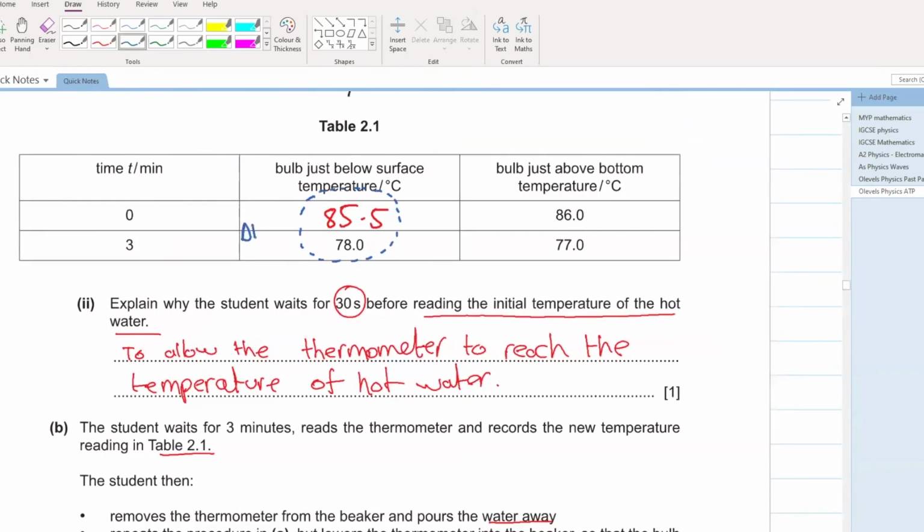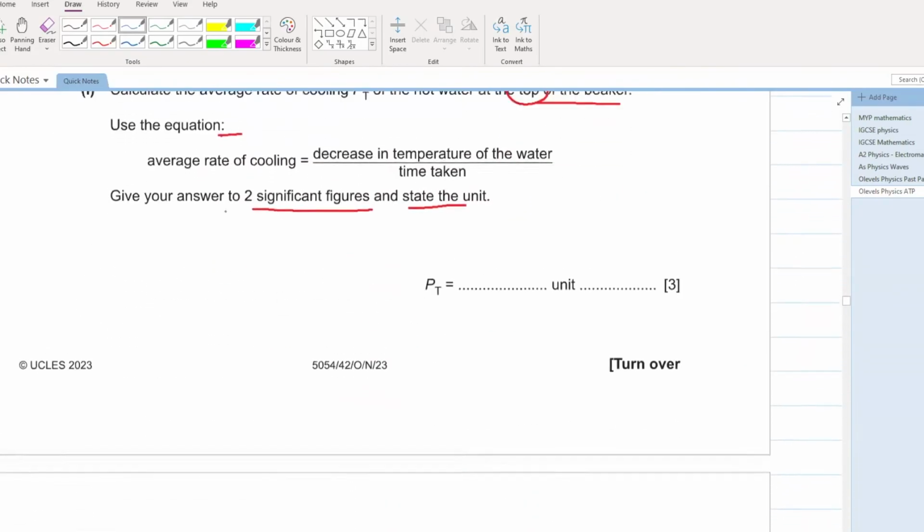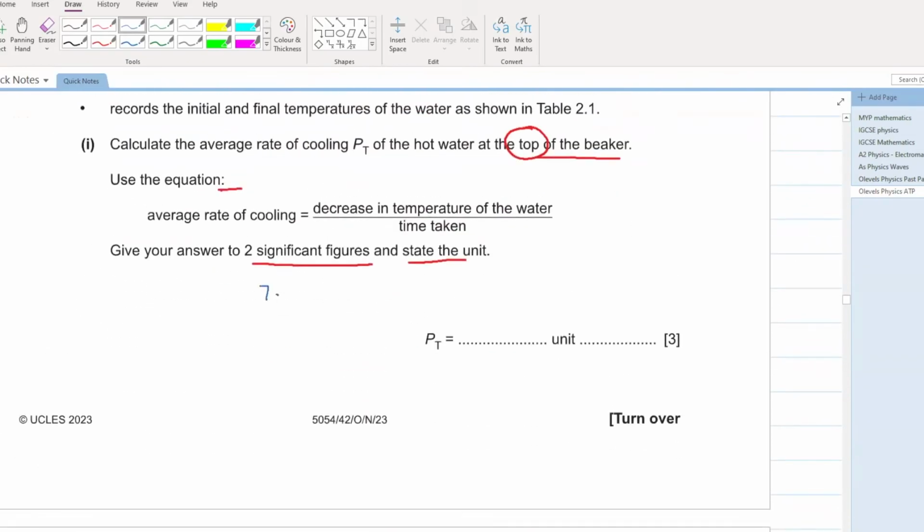Can you calculate the change in temperature here? The change in temperature will be 85.5 minus 78. This comes out to be 7.5 degrees. So 7.5 degrees is the decrease in temperature.